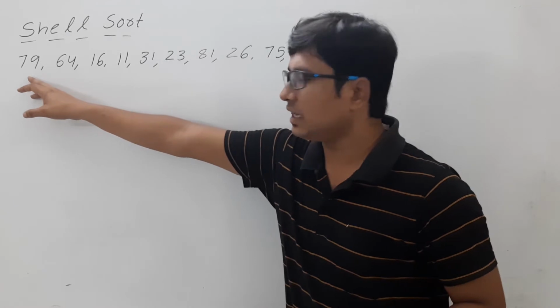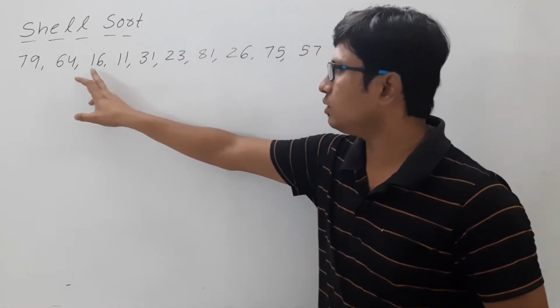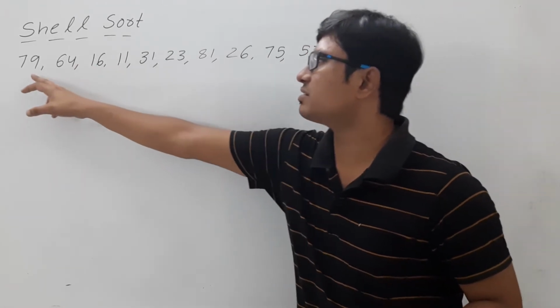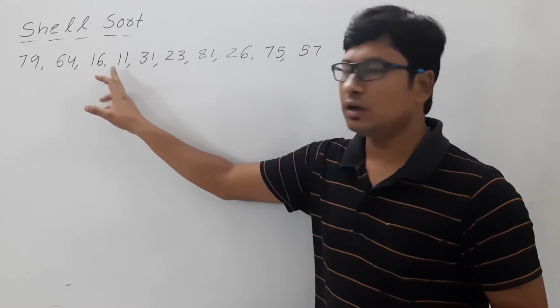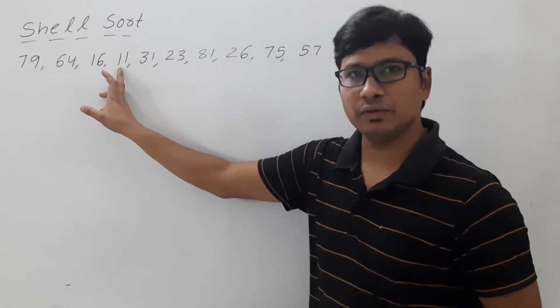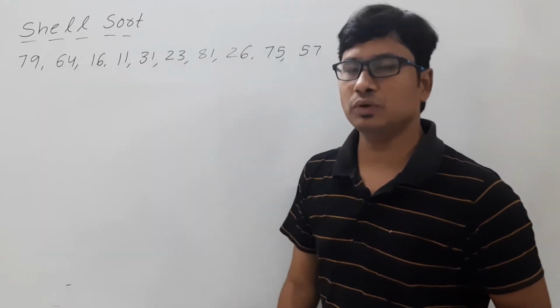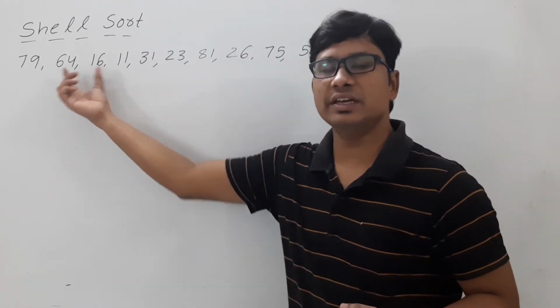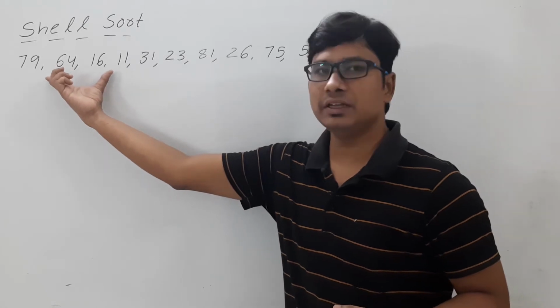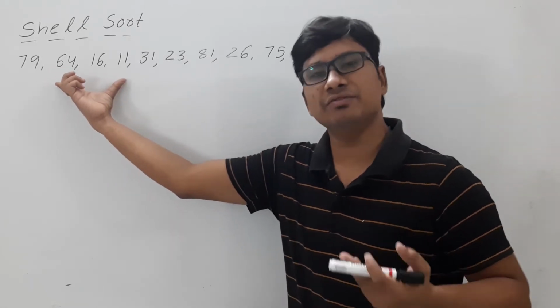Now 79 I will compare with 1, 2, 3. So I will compare the 79 with 11. Now 79 is greater than 11, so they are not in the appropriate position. Now I will swap them. So we are not comparing with the adjacent element. We are comparing the elements which are in the gap of some value.